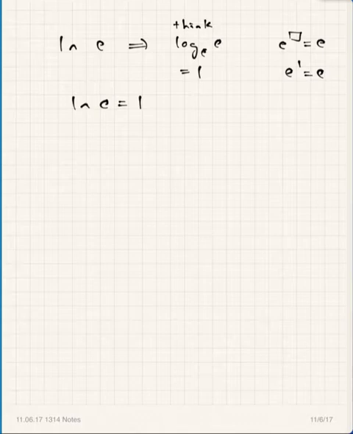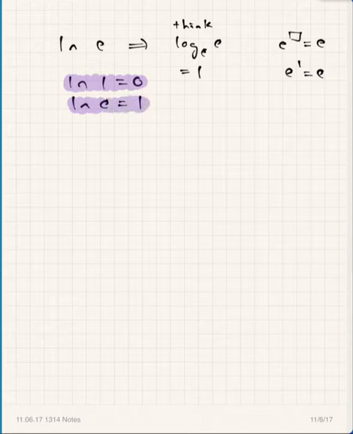Definitely something you should know about the natural log: the natural log of 1 is equal to 0, but the natural log of e is always equal to 1, right? Because that's how the logarithm is defined. It's the power you raise e to to get e. So e to the 1st power is equal to e. So the natural log of e is equal to 1.